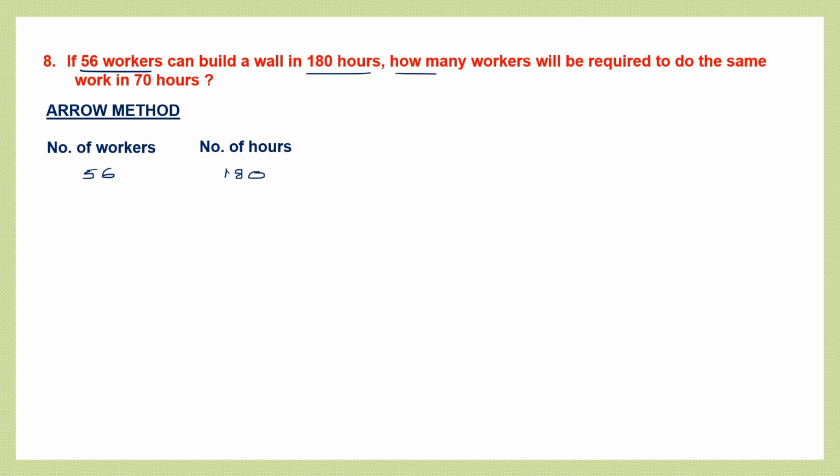Now here, how many workers? So here workers will be x, will be required to do the same work in 70 hours. So can you see this? Here 56 workers finished the work in 180 hours. Now the number of hours have been reduced. That means the work should be done very fast. So that means we need more workers. So when the number of hours reduced, the number of workers increased. So this is inverse variation.